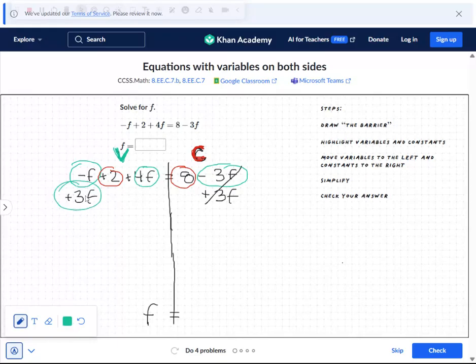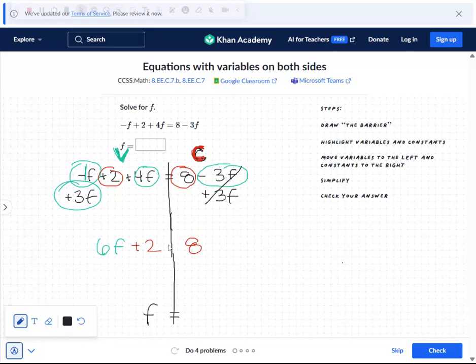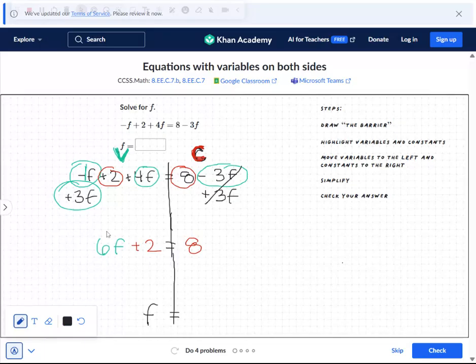So for our variables, we've got 4f plus 3f minus 1f. So 4 minus 1 is 3, 3 plus 3 should be 6. So positive 6f. And then we still have that plus 2 equals 8, right? So again, this is now looking a little easier, right? Two-step equations. We're like, okay, we got this. We want to get f by itself. Remember, how do we do that? We first need to isolate the term with f.